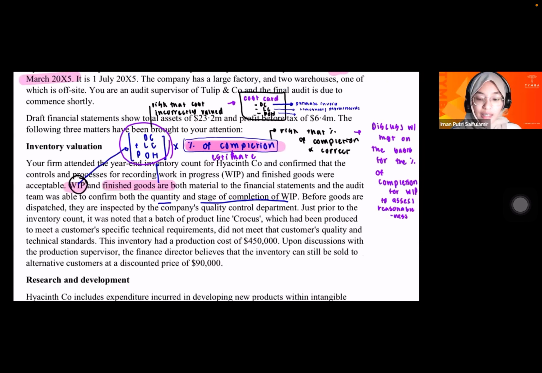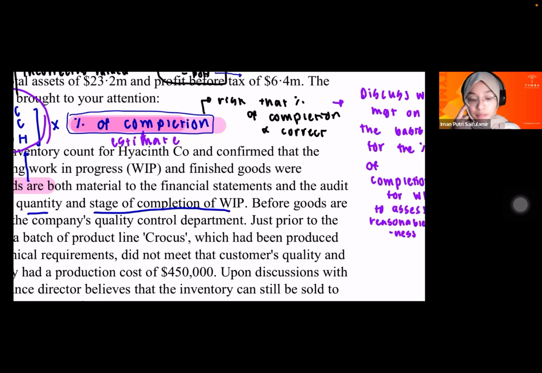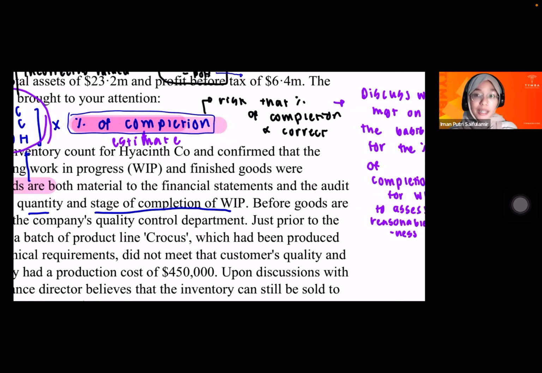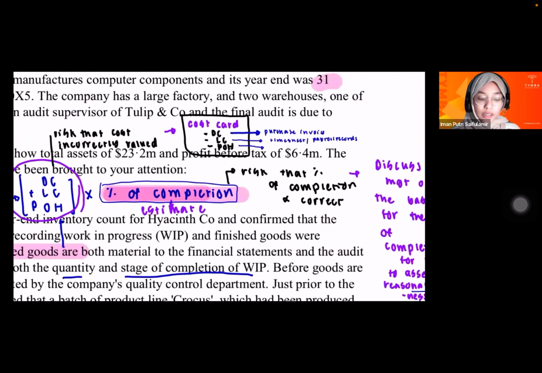The risk that the percentage of completion is not accurate or not correct. Whenever there is a management estimate, this percentage of completion is again just a management estimate. So we discuss with the management on the basis for the percentage of completion to assess the reasonableness. Again, remember to include your purpose. Next is for the valuation.